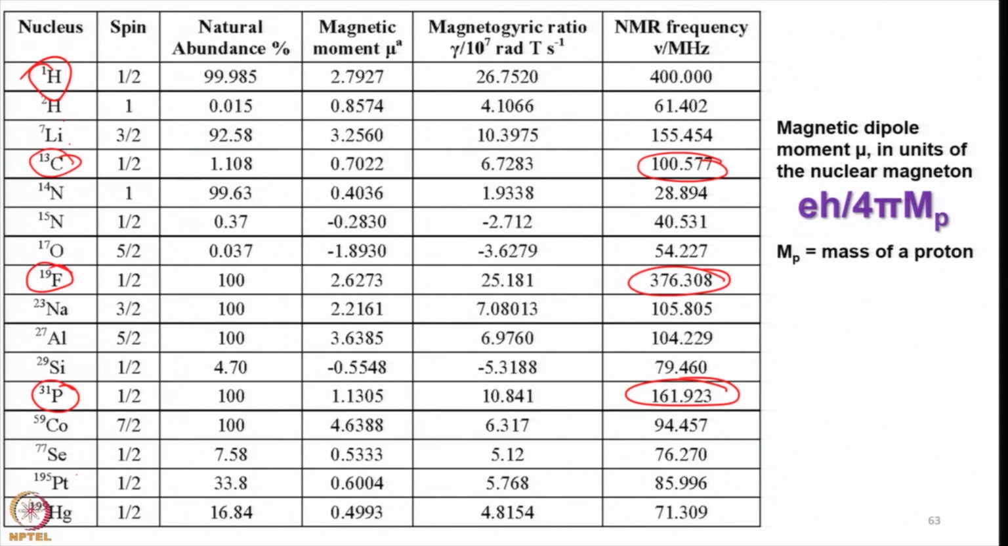The magnetic dipole moment mu in units of nuclear magneton is given by this equation here, where MP is the mass of a proton. If you want to calculate the magnetic dipole moment mu for the values I have given here, what you need is these things. If you know the mass of a proton, the rest are all constants, and you should be able to calculate.